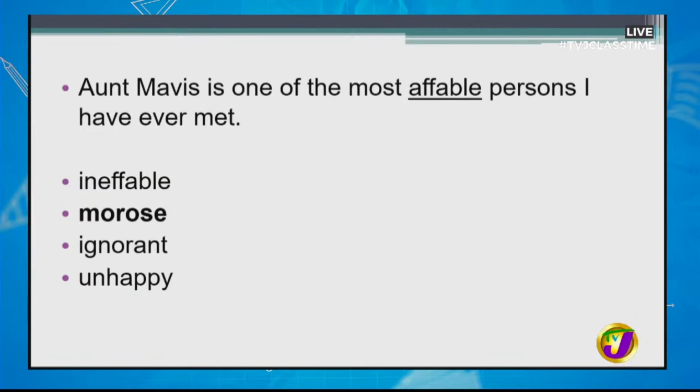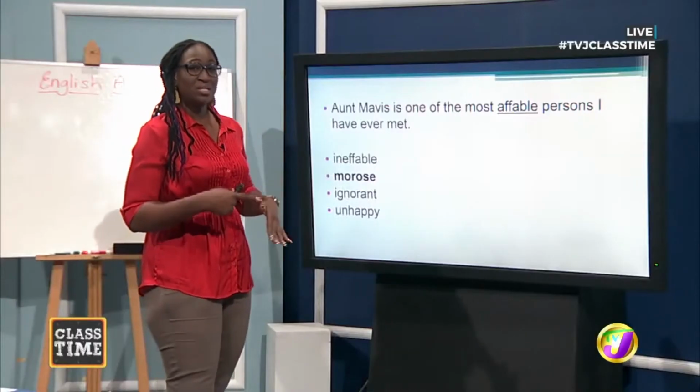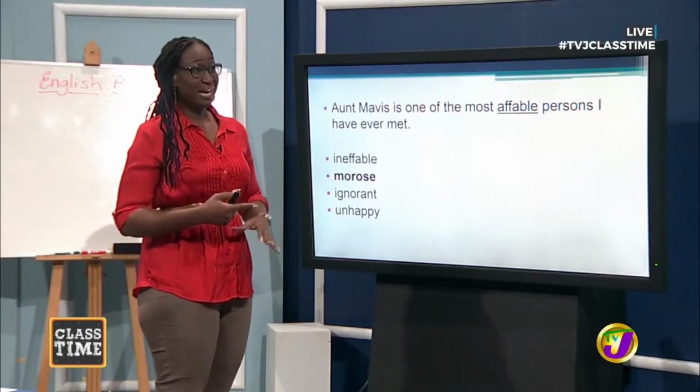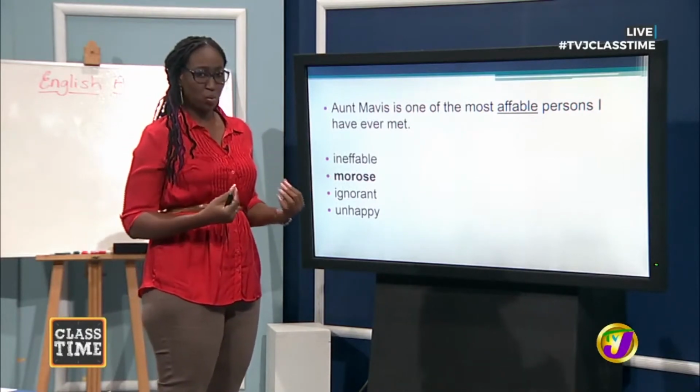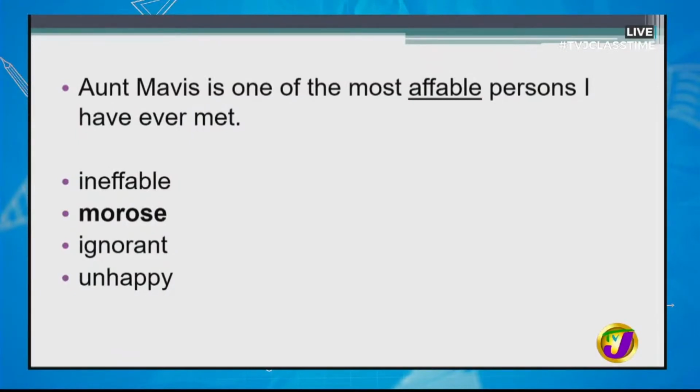Morose. Someone who is affable is someone who is friendly, someone who is approachable, someone who has a positive outlook. Someone who is morose is the total opposite of that. Unhappy is a good guess, but again, unhappy is just one layer. Unhappy just says the person is unhappy. It doesn't say that they're necessarily unpleasant. It doesn't necessarily say that they are unapproachable. Someone who is morose is all these things. They have a completely negative outlook on life, whereas someone who is affable is very optimistic, very upbeat.